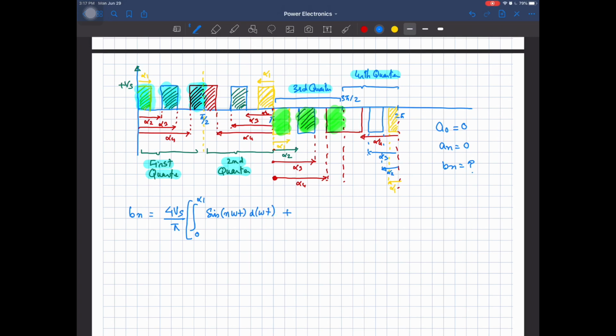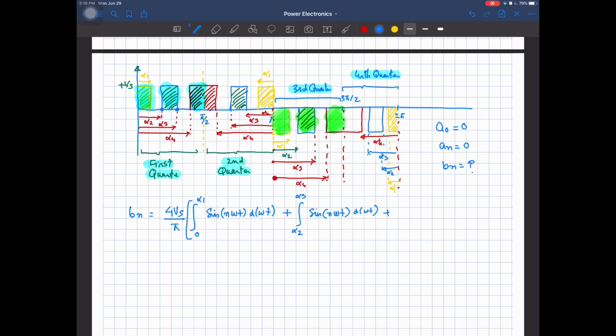Then the second part is from alpha 2 to alpha 3, these points. This is the alpha 2 point, and this point has the angle alpha 3. So integrating this portion, that is from alpha 2 to alpha 3, we get the integration of sine of n omega t from alpha 2 to alpha 3 with respect to d omega t.